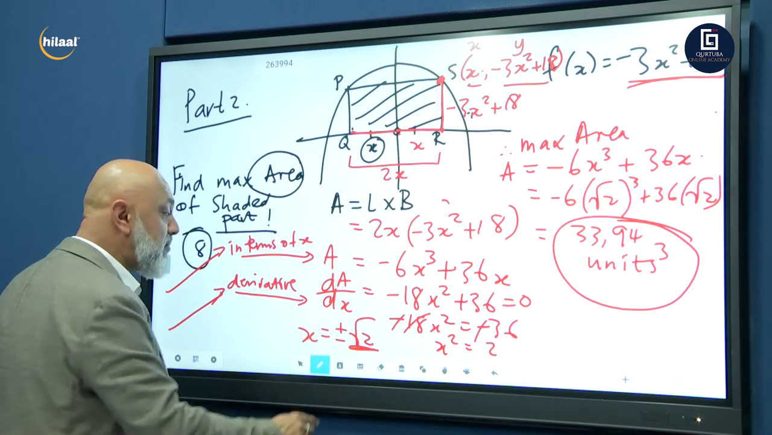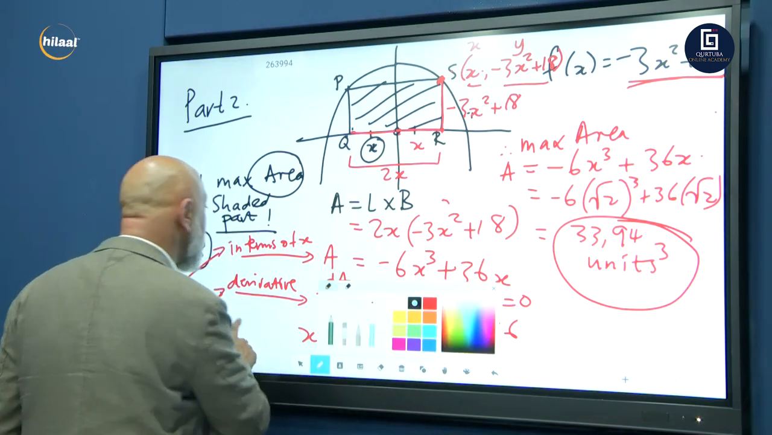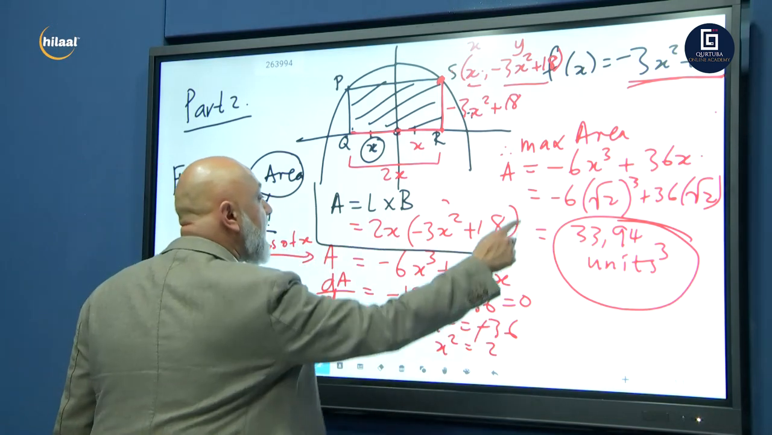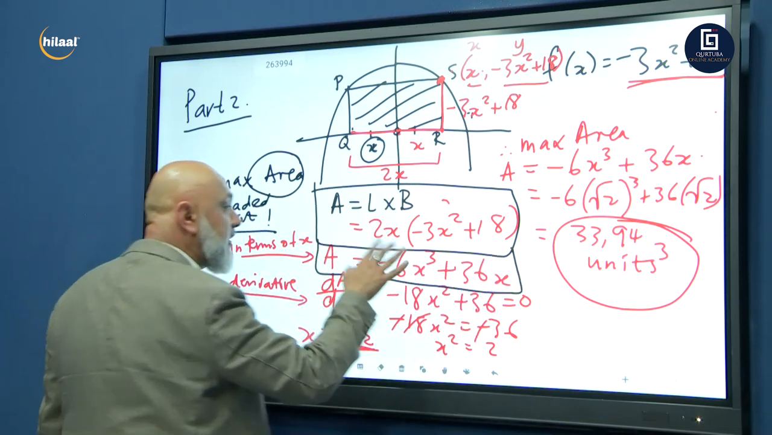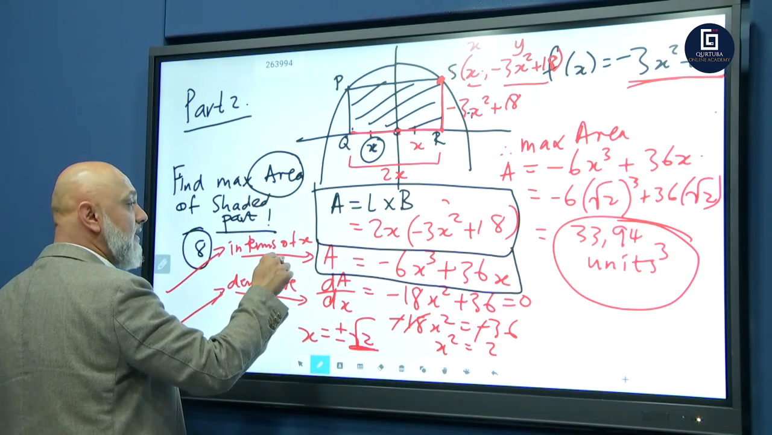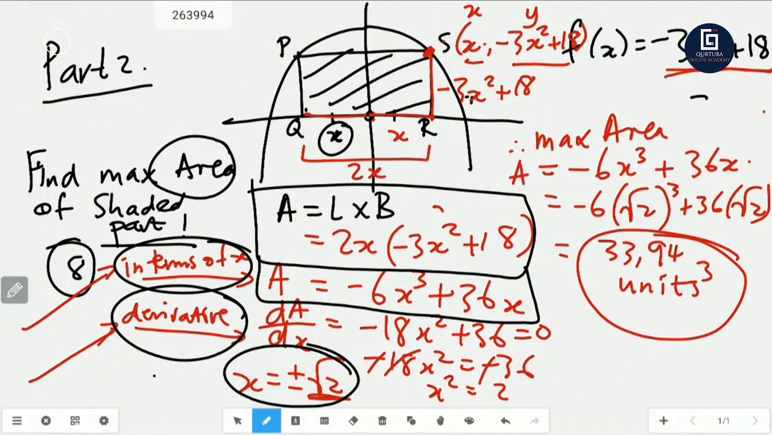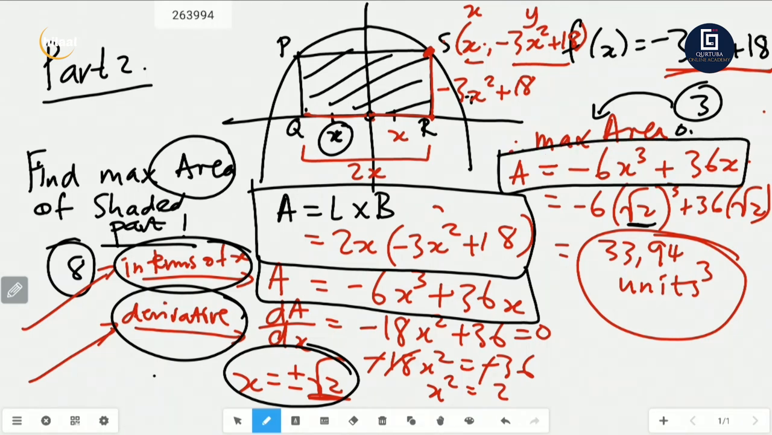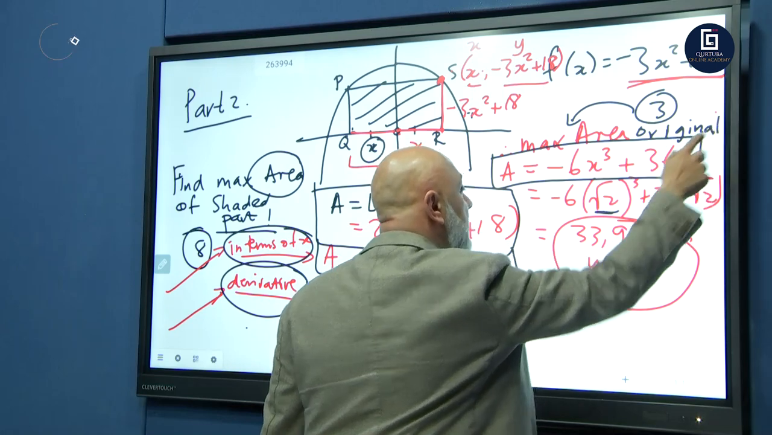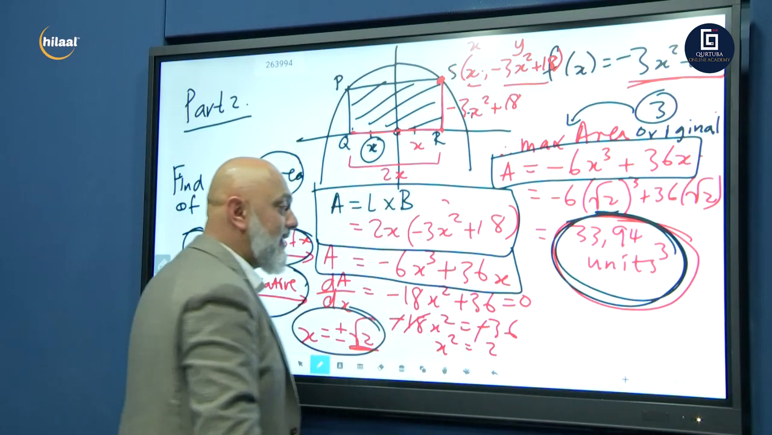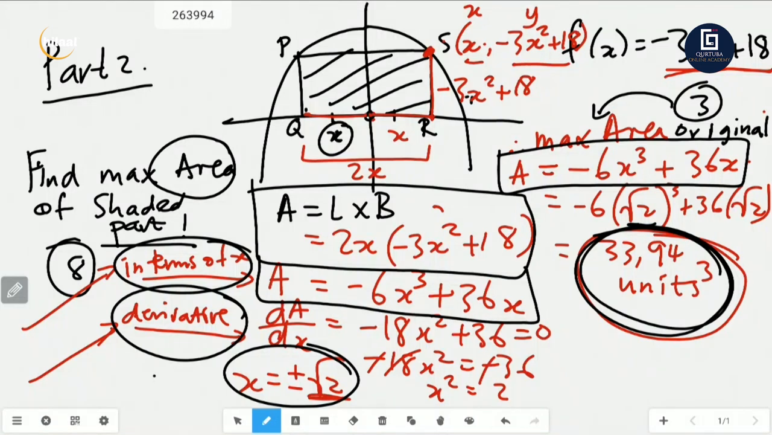We've done it in 3 parts. Let me just recap this for you. We found the area in terms of x. That was part number 1. Part number two, we used the derivative and we solved for x. Step number three, we then find the maximum area. We substitute the square root 2 into your original and we get your final answer, 33.94 units cubed. And there we go. That's the way you do it.